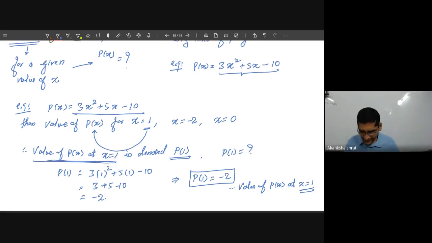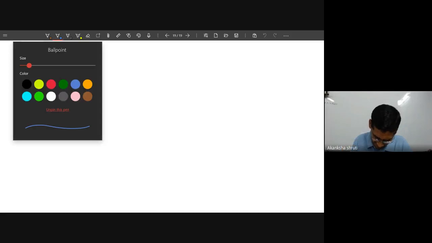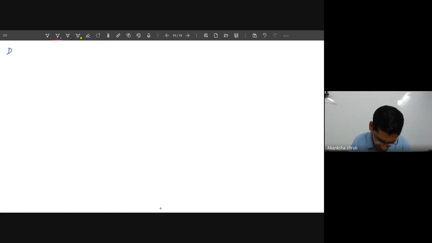So student, how can we define this value of polynomial? So what could be the definition? The definition is very simple. The value of a polynomial is the value of the expression for a given value of x. Okay, so write that definition, then we will do more questions. So write down the definition. Definition is like this.